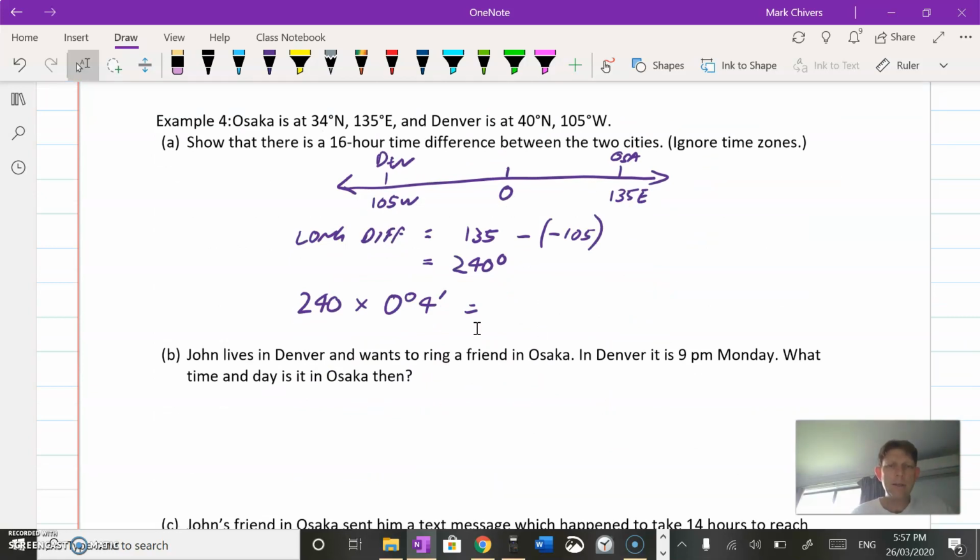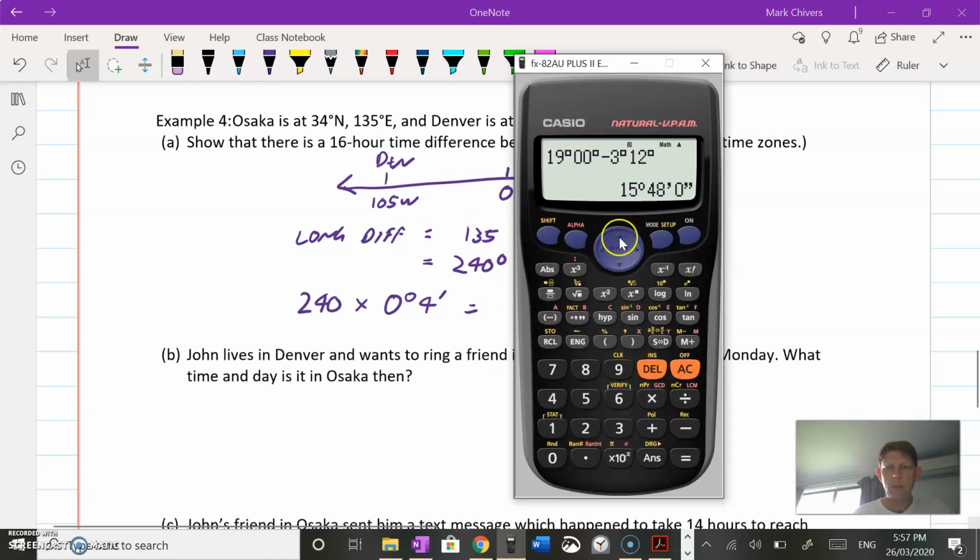So Osaka is at 135 degrees east, Denver is 105 degrees west, and we want to show there's a 16-hour time difference. So what I've done is I've drawn up a bit of a number line there. There's Osaka at 135 east, Denver at 105 west. So the longitudinal distance difference is going to be 135, take away negative 105, so it basically becomes an adding. And once again, we use that same basic idea.